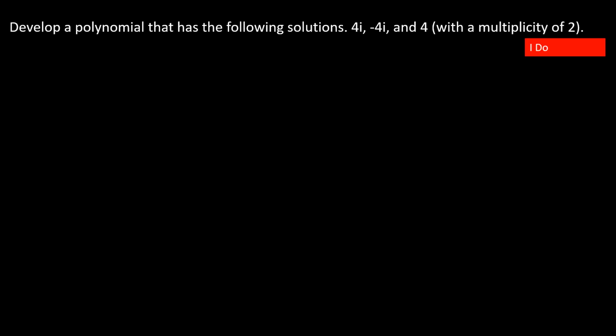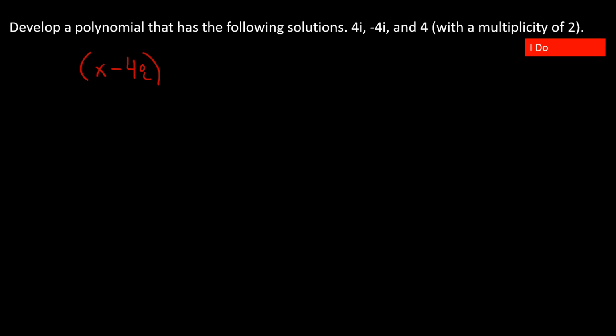The first problem that we're going to see here says to develop a polynomial that has the following solutions: 4i, negative 4i, and 4 with a multiplicity of 2. So what this means here is that we're going to have three different factor sets, right? We're going to have the x minus 4i, and you'll recall i is the square root of negative 1, okay, and that satisfies that first term.